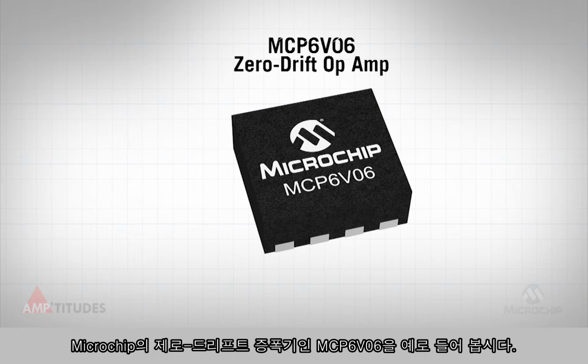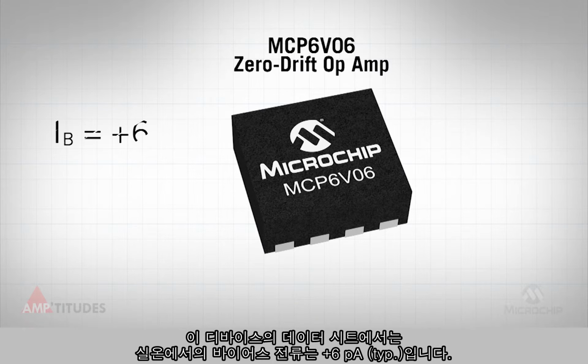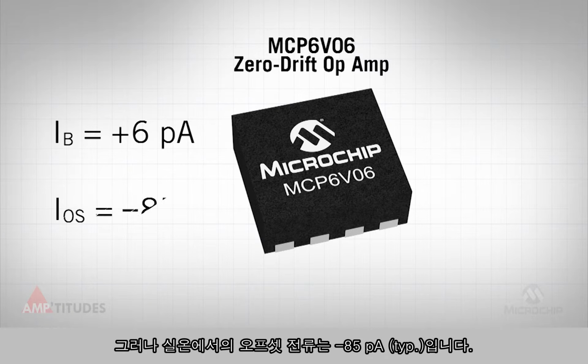Take the MCP6V06 zero drift amplifier from Microchip. The datasheet for this device specifies a typical bias current of +6 picoamps at room temperature, but a typical input offset current of -85 picoamps at room temperature.